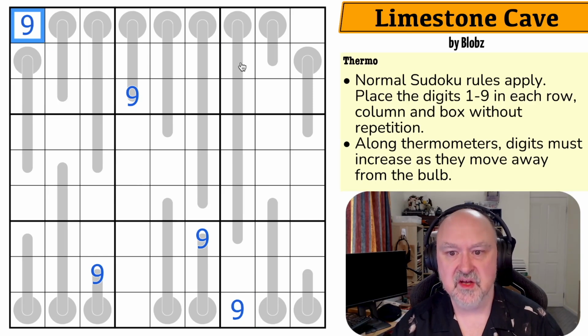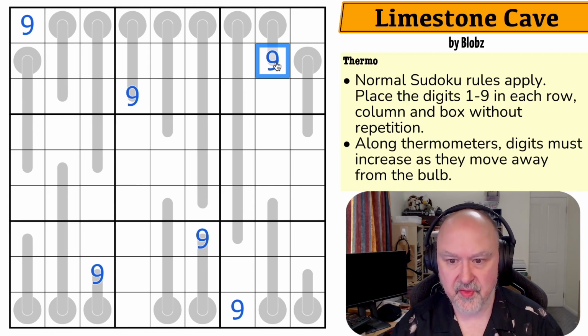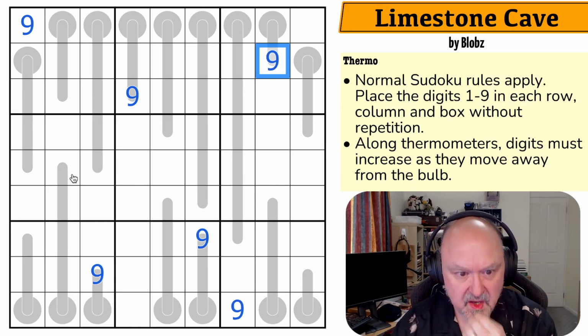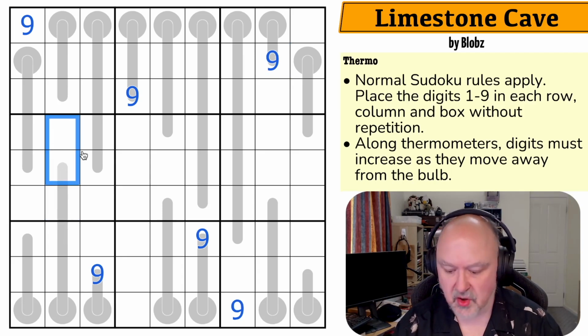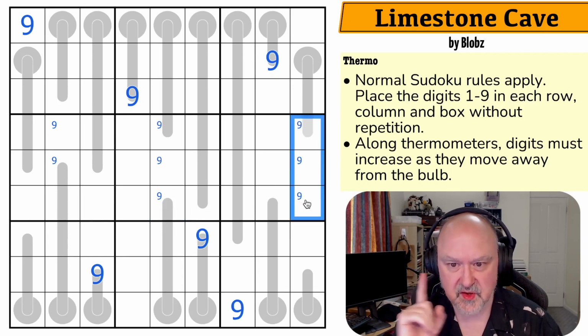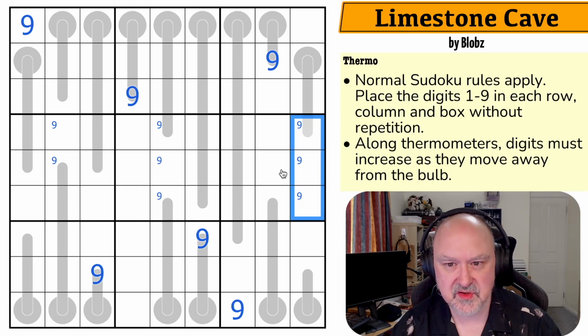That's the 9. So over here, 9 has to go in one of those 3, but I can't put it partway along a thermo. That's the 9. Now, can I do the same in this middle section? 9 is in one of these, so it puts 9 in one of those 2. 9 is in one of those, but it could be in any of those 3. So I haven't got it yet.